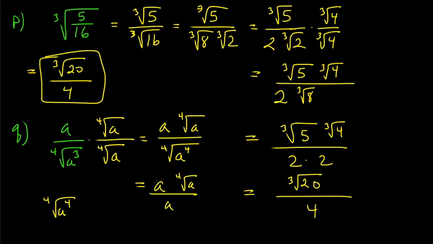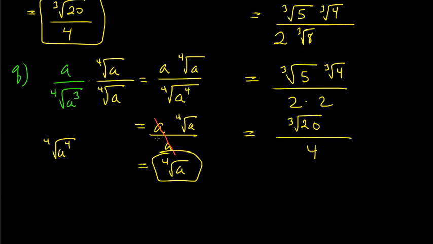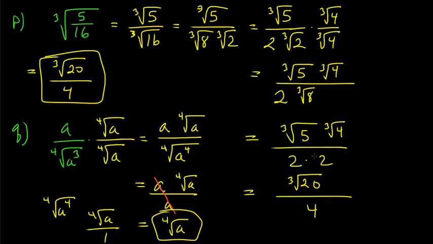But there you go. A divided by a is 1. So the a's cancel, leaving us with just the 4th root of a over 1. Right, so yeah, you could write this as the 4th root of a over 1, but when you divide by 1, it's just like multiplying by 1. It doesn't do anything. Okay.